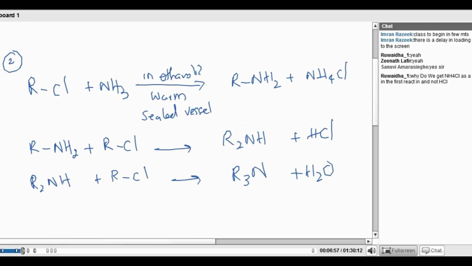What actually happens here in the first reaction is that the HCl will react with the ammonia, so it will produce ammonium chloride. HCl will react with the ammonia to produce ammonium chloride. So that's the reason why in the first step you will not get the HCl produced. Clear?